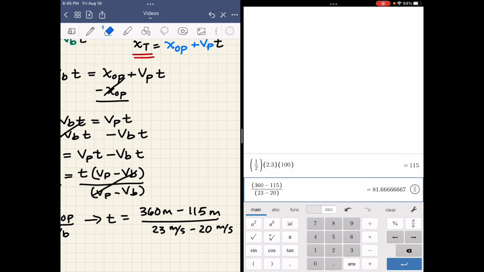So this is 81.67 seconds after the 18 seconds had passed. Don't forget we had 8 seconds, which was the reaction time of the police, and we had an additional 10 seconds when the police was accelerating, okay? So this is 81.67, sorry, 81.67 seconds after, okay? Let's write that down.